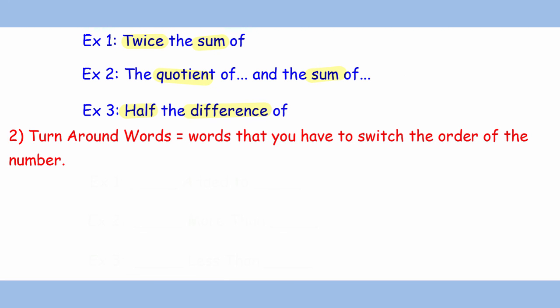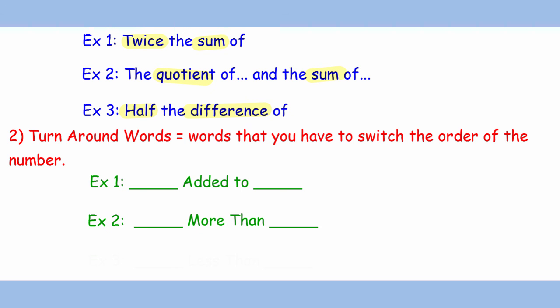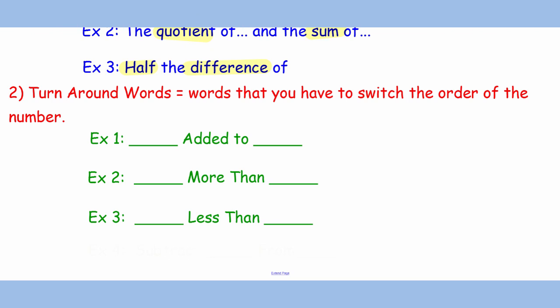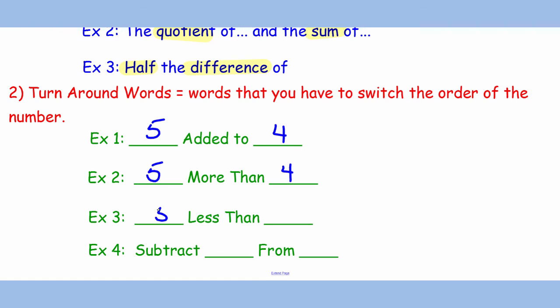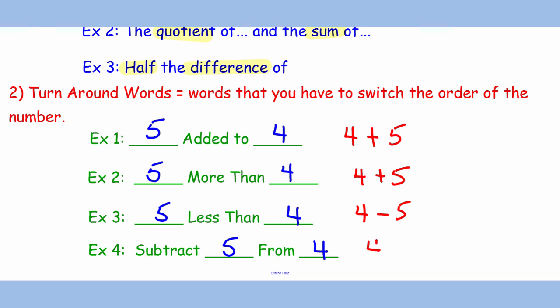Turnaround words are words where you have to switch the order of the numbers, where the second part of the number sentence needs to be translated first, such as blank added to blank, blank more than blank, blank less than blank, and subtract blank from blank. So if I fill each one of these in as 5 added to 4, 5 more than 4, 5 less than 4, subtract 5 from 4, now to translate these, we will write the second number first, meaning that each one will be translated with the 4 coming first. Okay, that's it for the lesson.